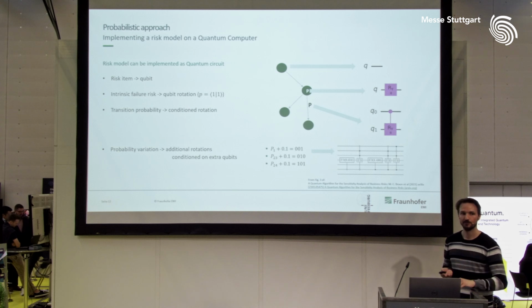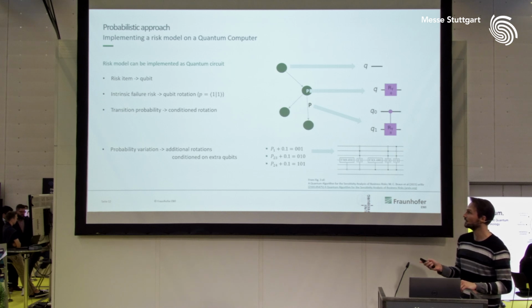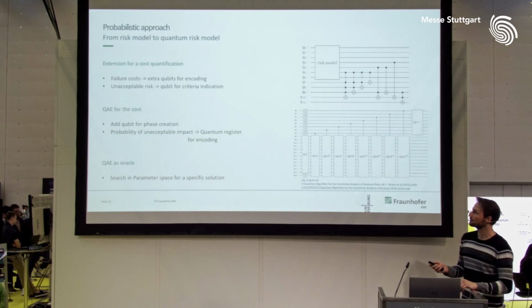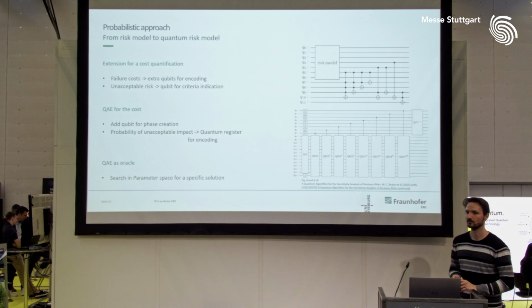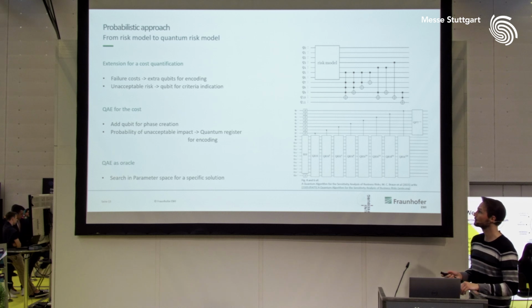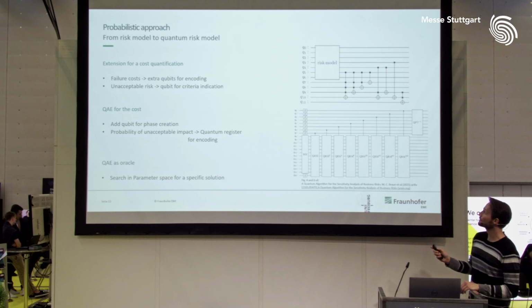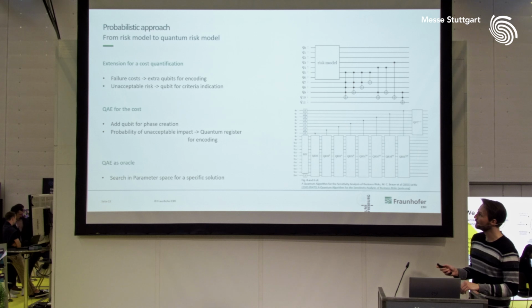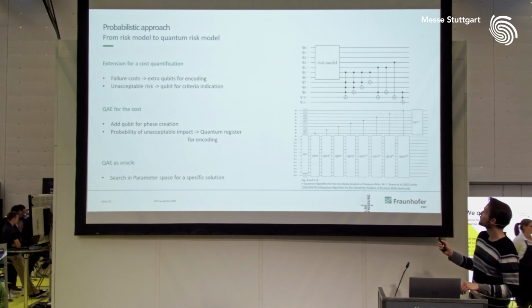So the results would be exactly the same. But of course, there's no need of just doing the same computation on more expensive hardware. So that's why we have to go a step further to have this promise of a quantum advantage. So we take this risk model from the slide before and add some more qubits for a cost quantification.